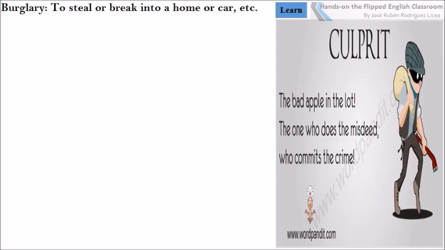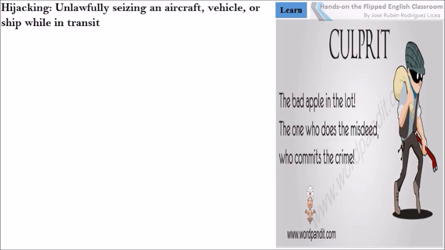Burglary, to steal or break into a home or car, etc. Fraud, a deception intended to result in financial or personal gain. Hijacking, unlawfully seizing an aircraft, vehicle, or ship while in transit.